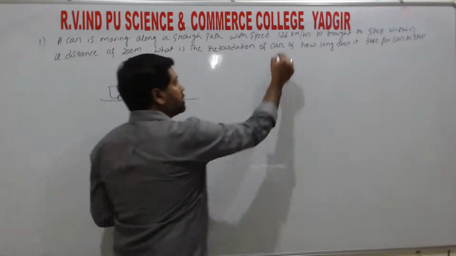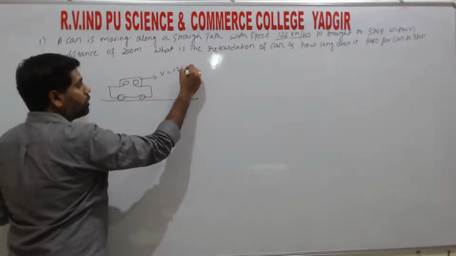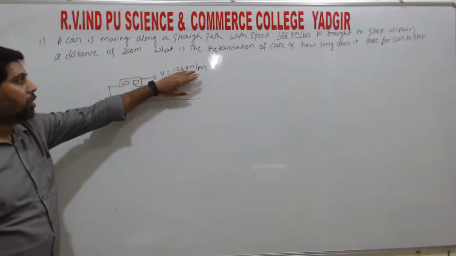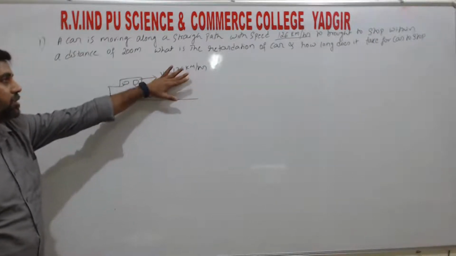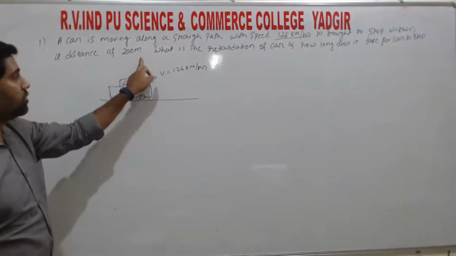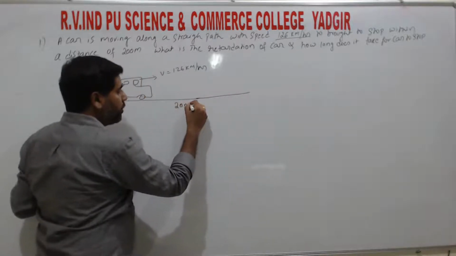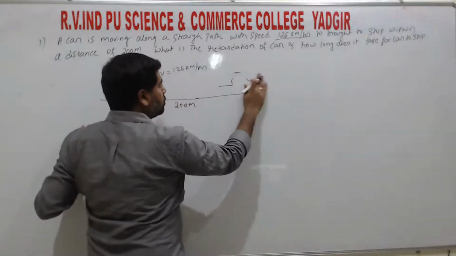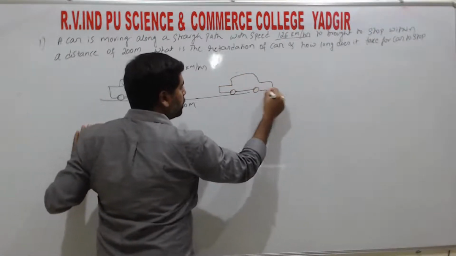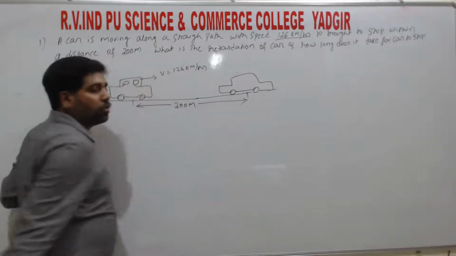So they gave a speed. That means it has some velocity v equals 126 kilometer per hour. The car is moving with a speed of 126 kilometer per hour. Next, brought to stop within a distance of 200 meter. That means after it travels 200 meter, the car is going to rest, to stop. So the distance or displacement it covers is 200 meters.